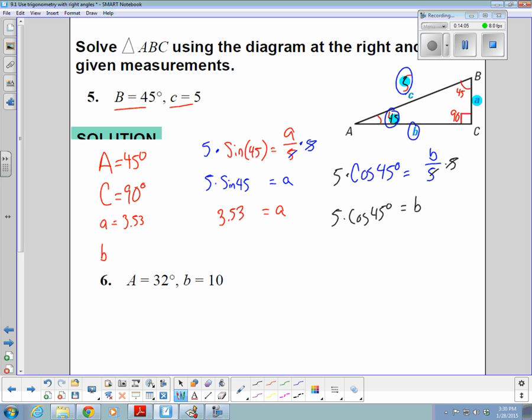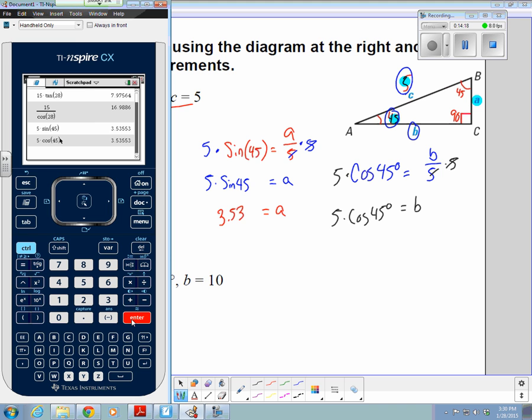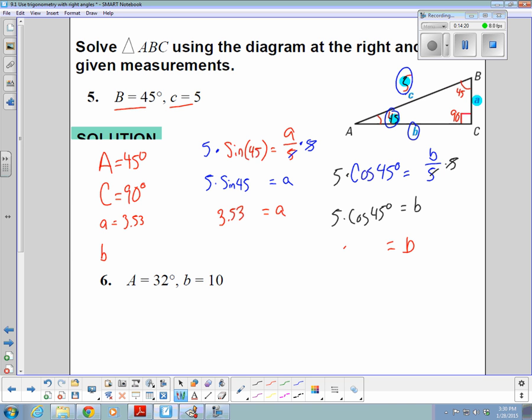Let's take that in and figure out what that is. 5 times cosine of 45 degrees. Close that off, hit enter. 5.53. So b is 5.53. Really, that should be 5.54, right? Because that was 5.535. So it should be 5.54, really. And so should that one, 3.54. Now, isn't that convenient that both your side lengths are the same?